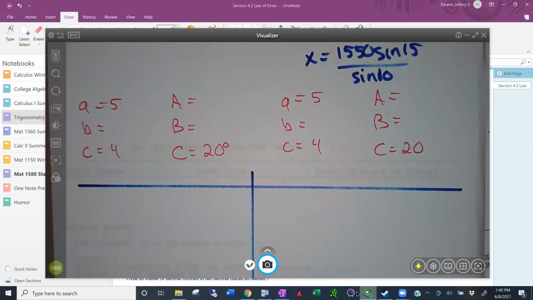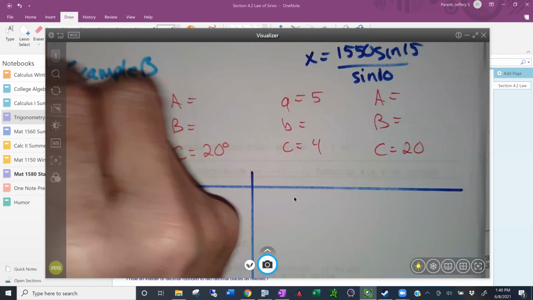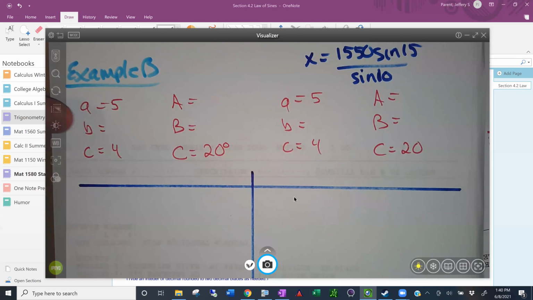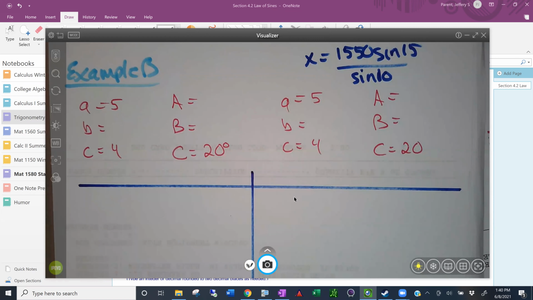Let's try another one. If I was teaching this in a face-to-face class, and you were taking exams from me, you'd see something like this on a test: I'd give you some things and say, solve the triangle. Solve the triangle means find all the angles and all the sides. This one looks set up pretty nicely to solve for A, B, and b. So let's do it.